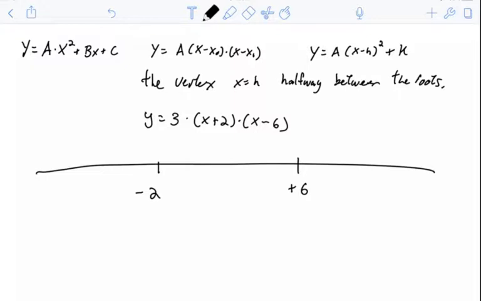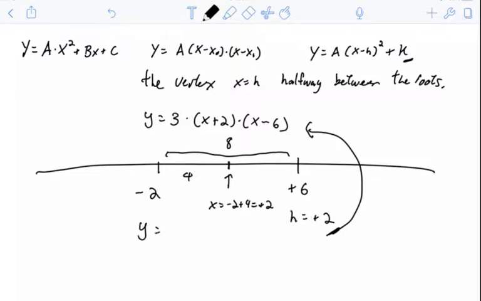So the distance between them is 8. Half of 8 is 4. So the x-coordinate of that location is x equal to -2 plus 4. It's at +2. And so h must equal +2 for this specific polynomial, maybe not the last one I wrote out. How do we figure out what the value of k, though, is? k is the maximum or minimum value of this function. So all I have to do is plug this number into this function.